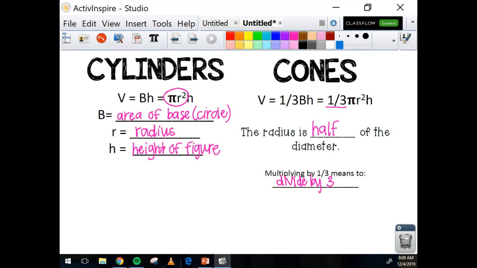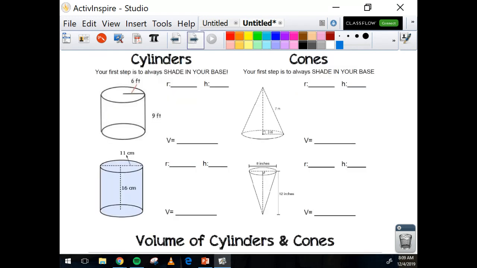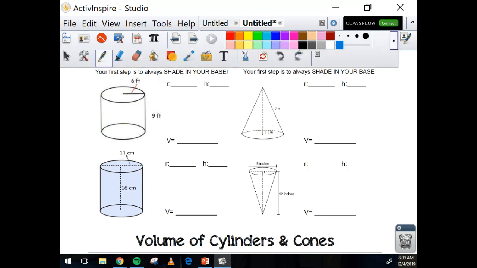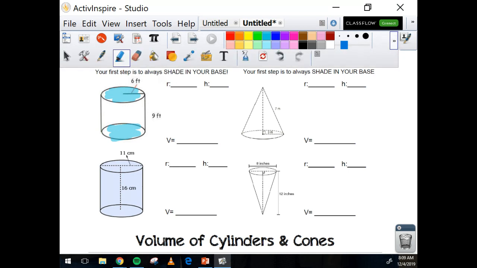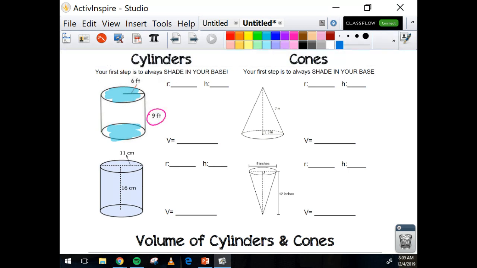All right. Now let's do some practice problems. So we're going to do one cylinder, one cone, and then you're going to do this other cylinder and the other cone on your own. So first we're going to highlight our base shape for this first one, which is a circle. Then the height of our whole figure is going to be 9 feet because it's the distance between the two bases. Our radius is 6.